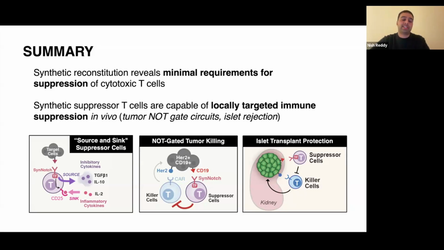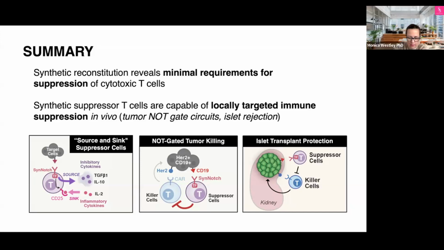But what we demonstrate here is the proof of principle that these cells are able to exert immune suppression and that they can act locally. This paper was published last month in Science, and the plasmids are now all available on Addgene. So feel free to check out the paper.